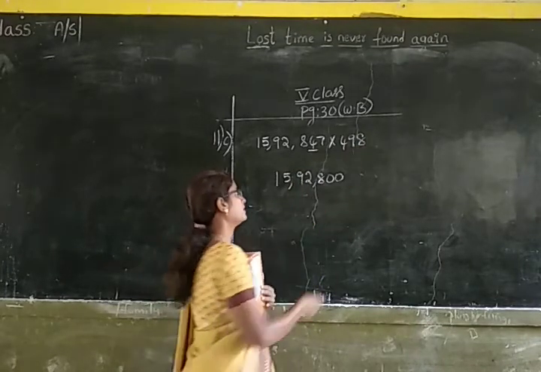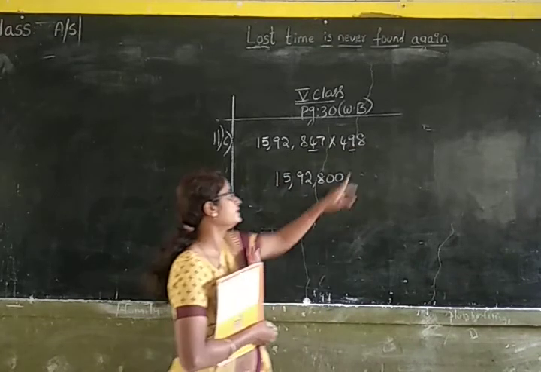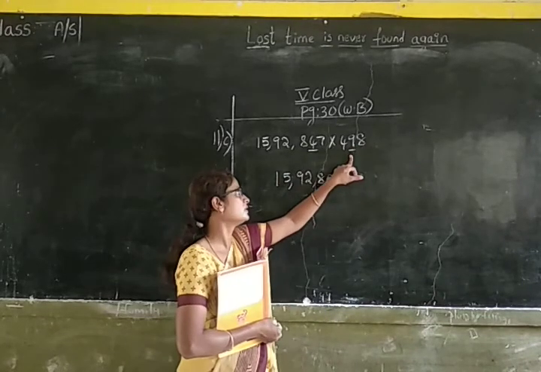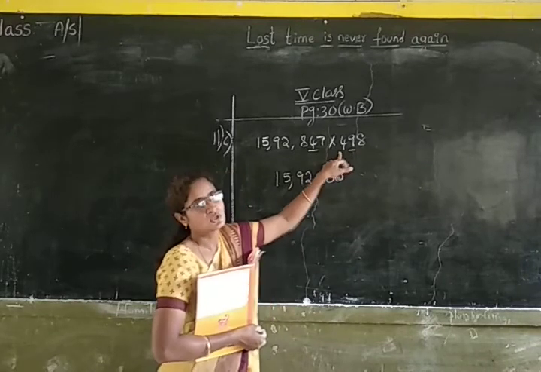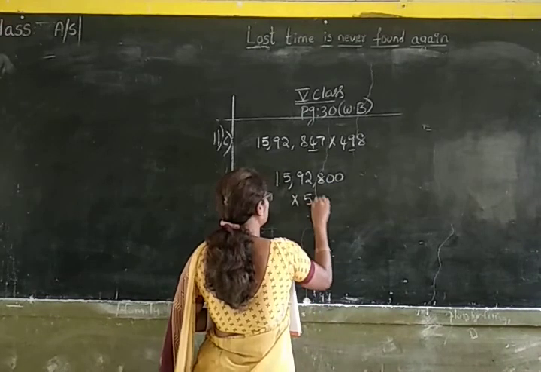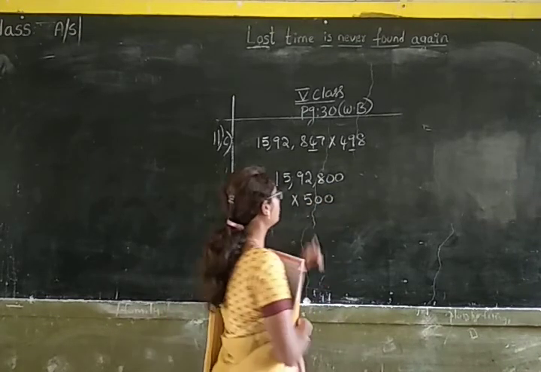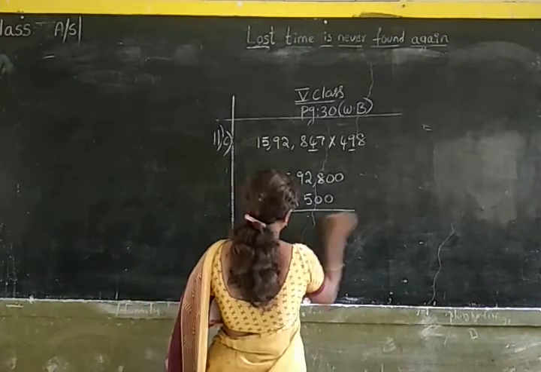Now you have to round off this number to the nearest hundred. So you have to underline the digit in its tens place. Here the digit in its tens place is 9. So you have to add 1 to the next number. So 4 will become 5. So 498 is rounded off to 500. Now you have to multiply both these numbers.